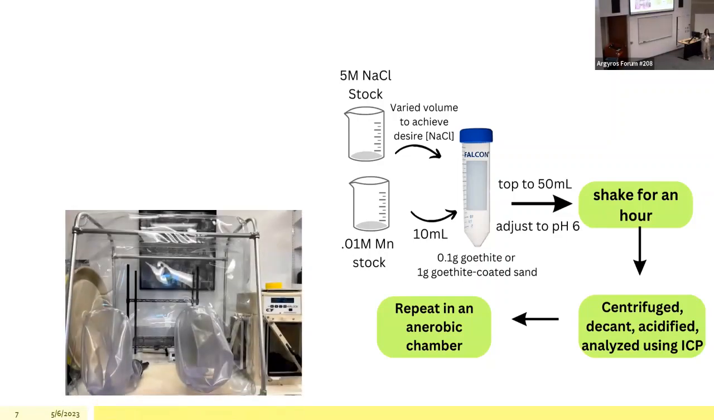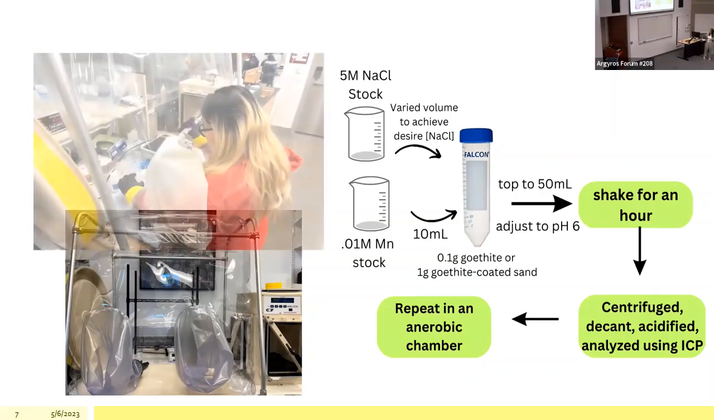The reason being, as I mentioned earlier, under oxic conditions, manganese can oxidize into manganese oxide. So we want to prevent that from happening, and also look into how much actually gets precipitated out of our solution versus how much actually gets adsorbed onto our surface. That's the glove bag. Here's a picture of me working in a glove bag.